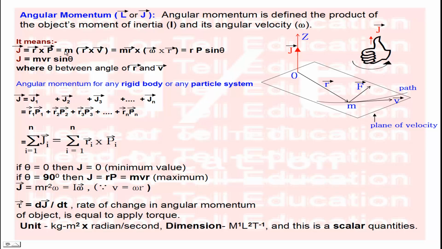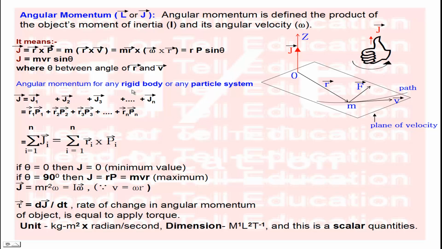So J equals R multiplied by P, equals M R into V. Replace P equal to MV. Now here M R is multiplied by omega R because the velocity V equals omega R, and it equals R P sin theta, which gives J equals M V R sin theta, where theta is the angle between R and V. So this is the angle.